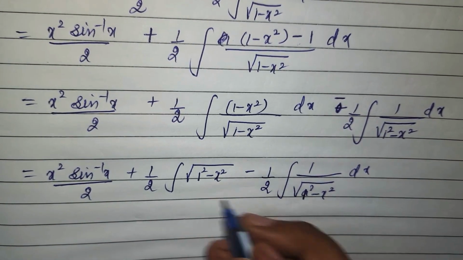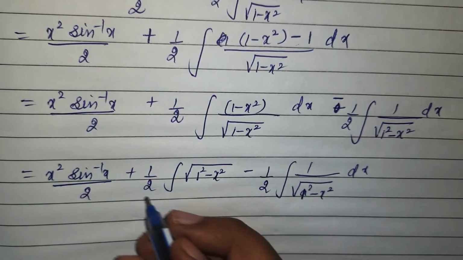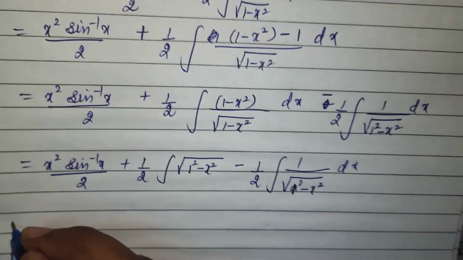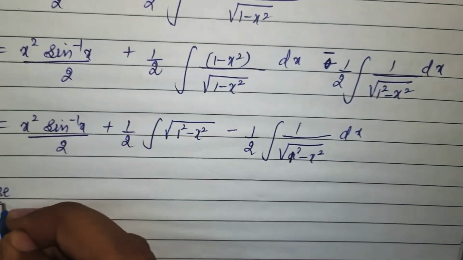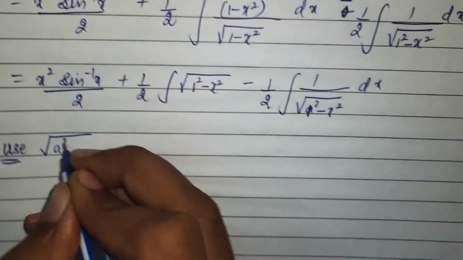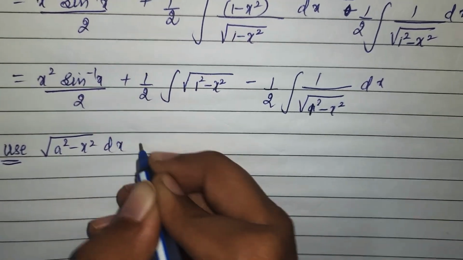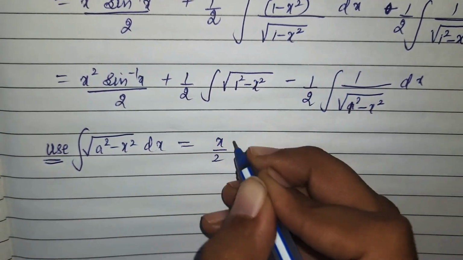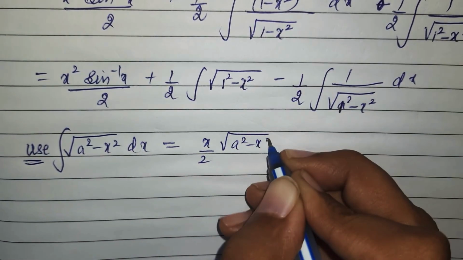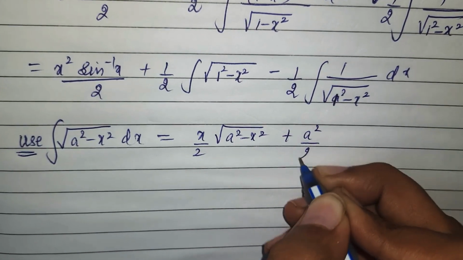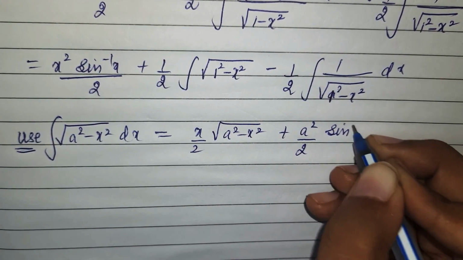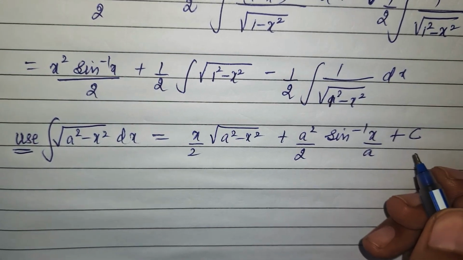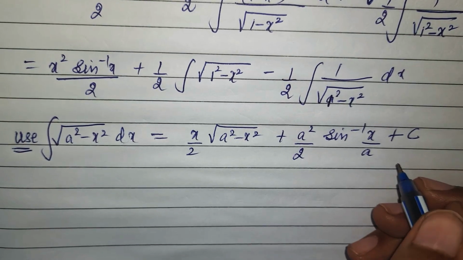Now what I want to tell you, this formula you already know. This formula we will attempt in the next exercise, but I am telling you here because we are using this. Use under root a square minus x square dx. The formula for this integration is x by 2 under root a square minus x square plus a square by 2 sine inverse x upon a plus c. So this formula I need to apply here.